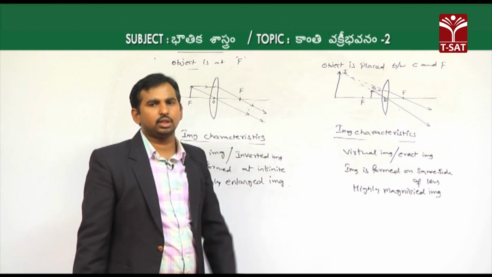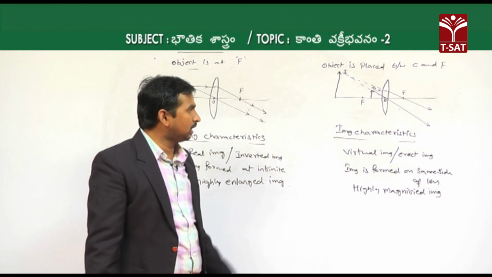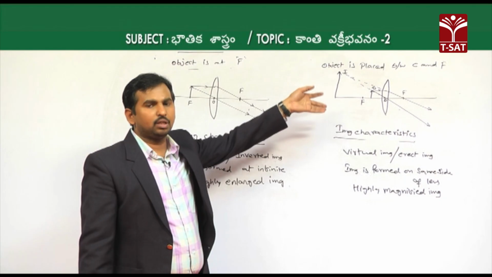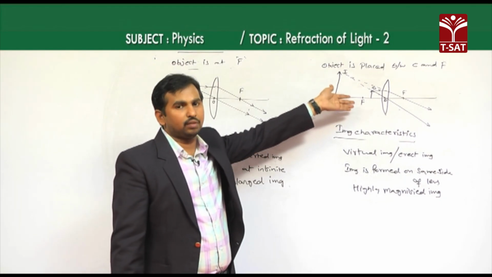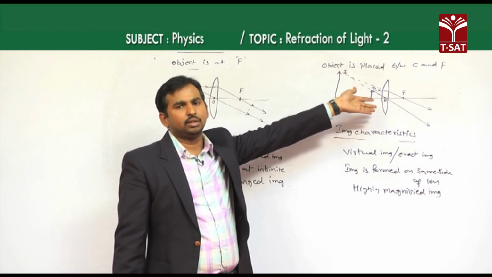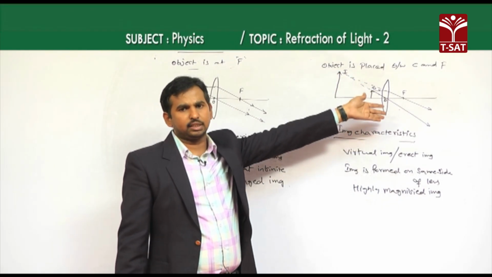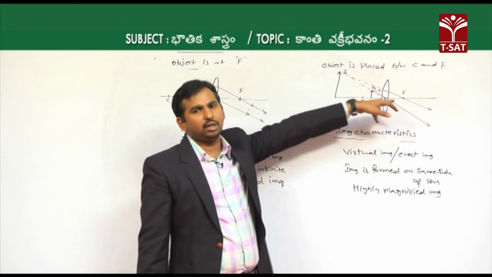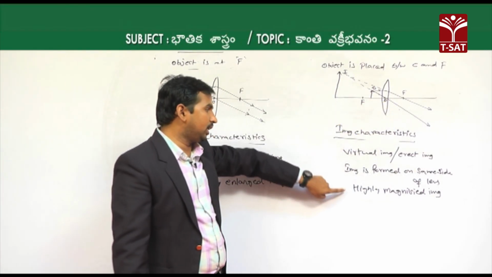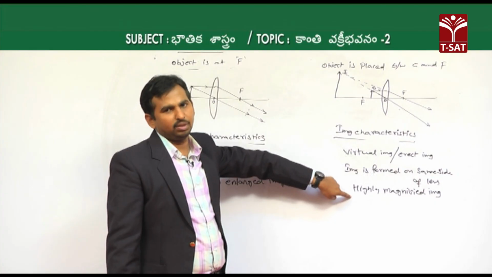Whenever you place the lens we are taking in the microscope, which is a convex lens, very near to any of the bacteria or blood cells, the position of that is nothing but in between F and O, so that we get a highly magnified image.